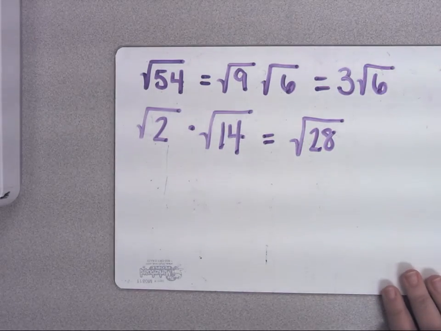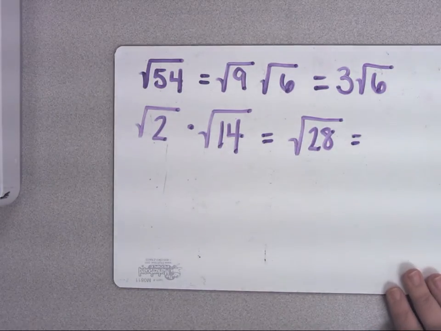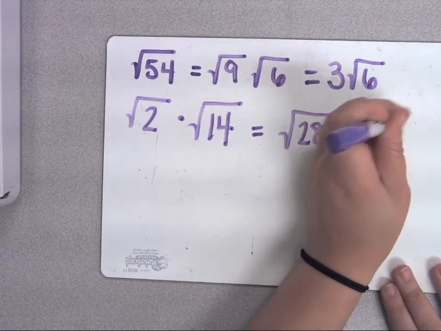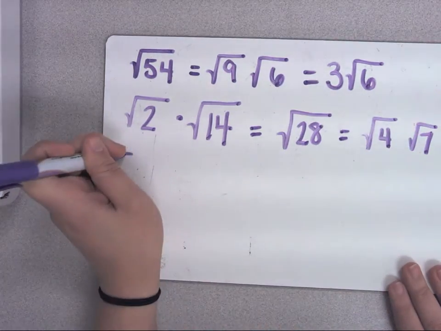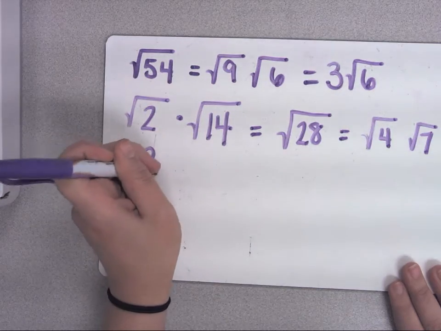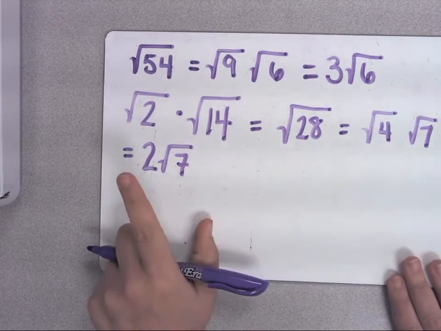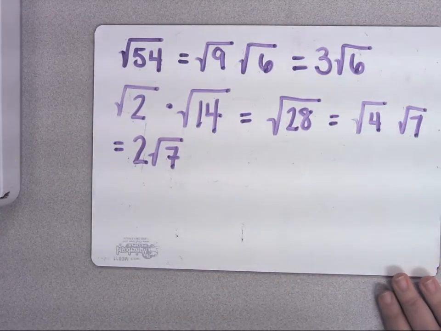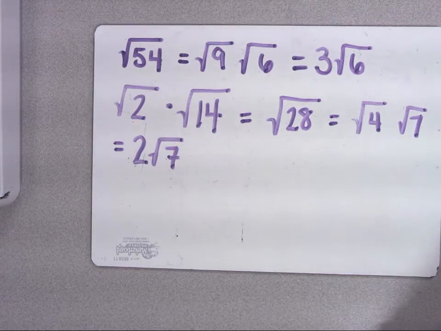What one of the small, tiny little squares we got actually makes 28? Yep, 4 times 7. Which really that answer is going to be 2 square root 7, because square root of 4 is 2. That's one way you can do that. Okay, that's using your prime numbers and squares, perfect squares.